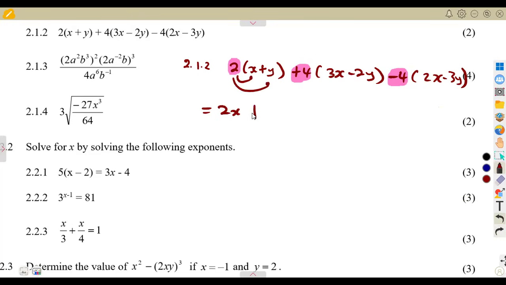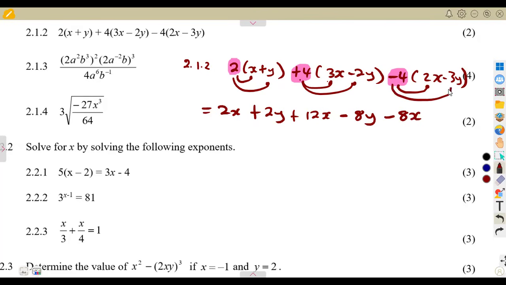2 times y here, that will be positive 2y. Positive and positive, so that's 4 times 3. That's a positive 12. 4 times negative 2, you're going to get a negative 8, but there's a y there. So that's minus 8y. Minus 4 and 2x, that will be minus 8x. Minus 4 and minus 3, that will be a plus 12. So that's plus 12y.